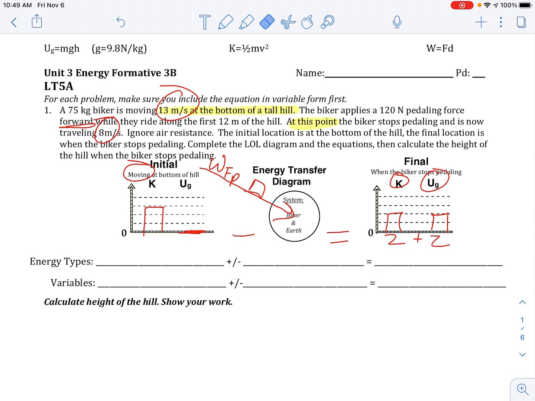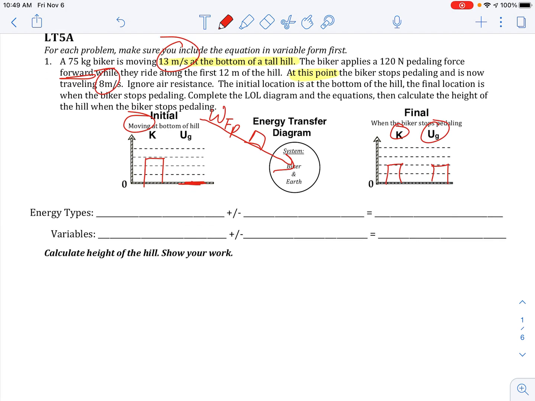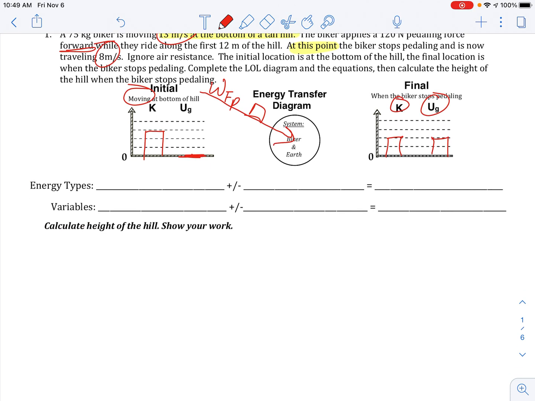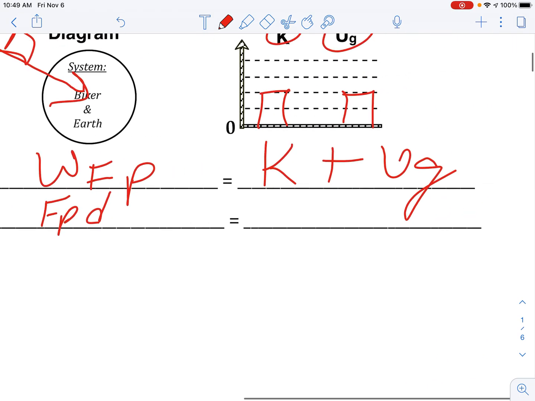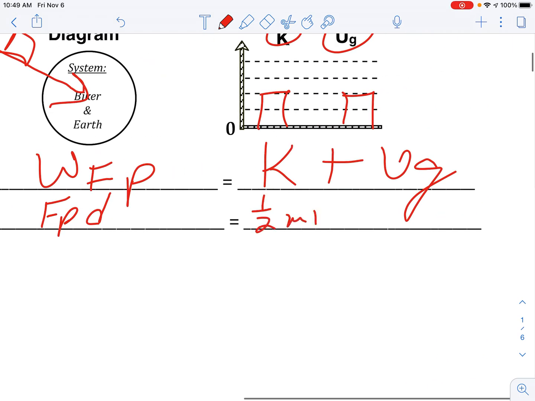One thing I always say in my class is that once you've got that LOL diagram done correctly, that is oftentimes the hardest part of the problem, because now we just follow through, get our equation, plug in our numbers, and solve. We've got kinetic energy in our first L, plus work force pedal, and then kinetic energy plus UG at the end. So our equation is 1/2 mv squared plus force pedal times distance equals 1/2 mv squared plus mgh.